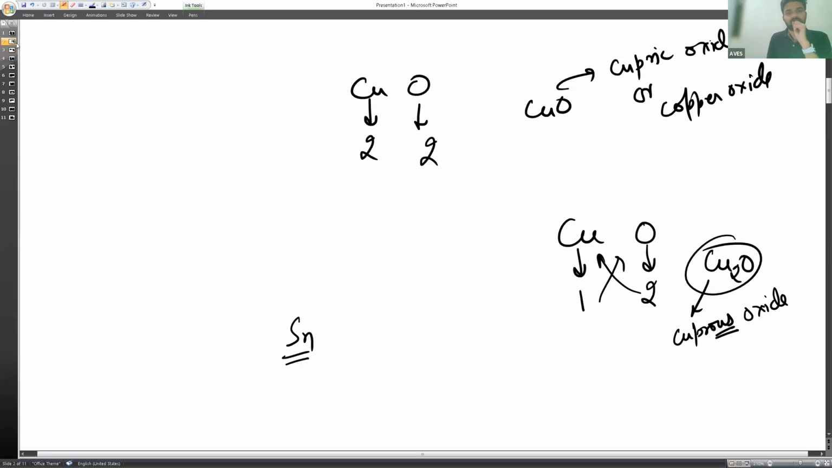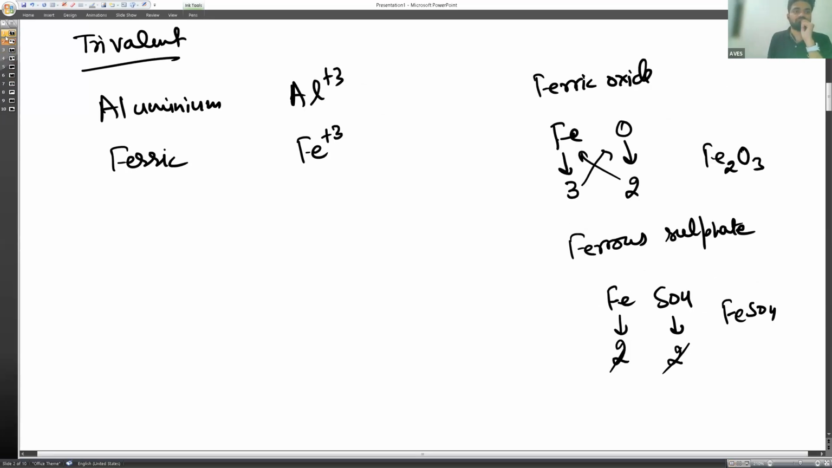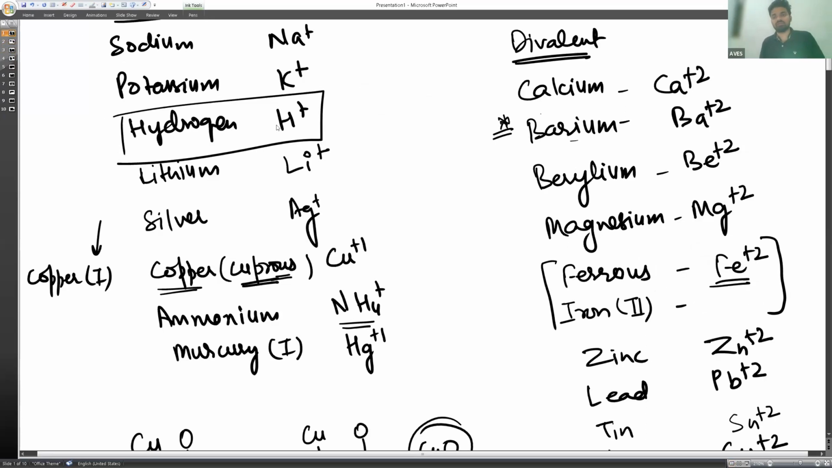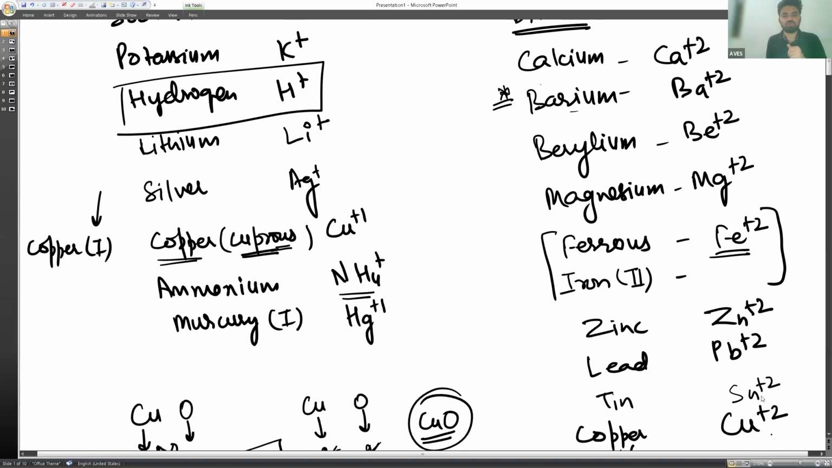Next, in the divalent group, you check iron. Iron has 2 kinds of valency, ferrous and ferric. Cuprous is the lesser one, 1, because copper has 1 and 2. Of 1 and 2, which is greater? 2. Cupric means copper has 2 valency.